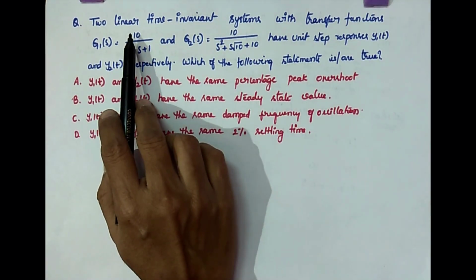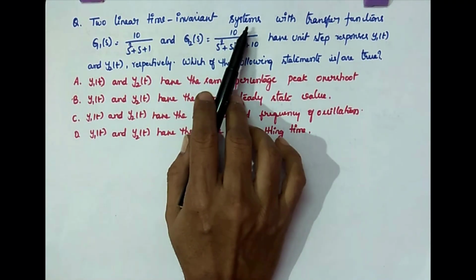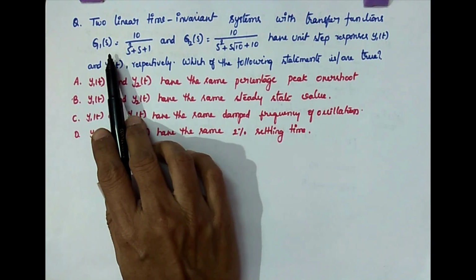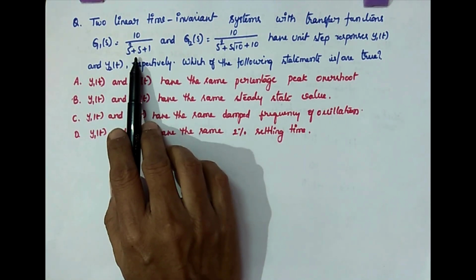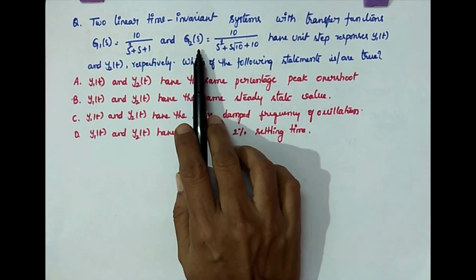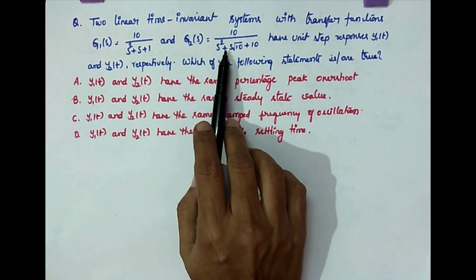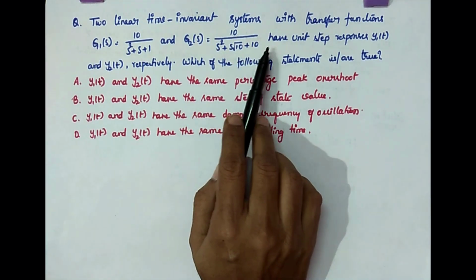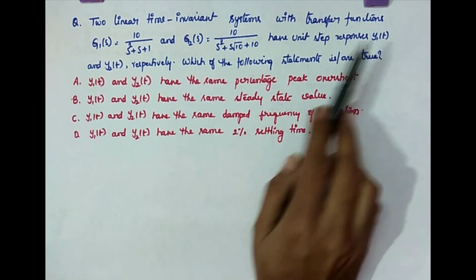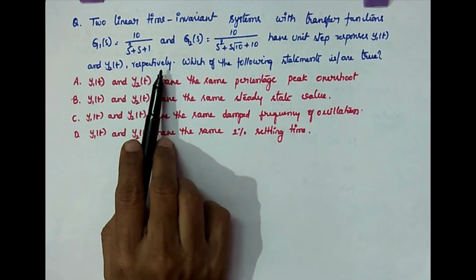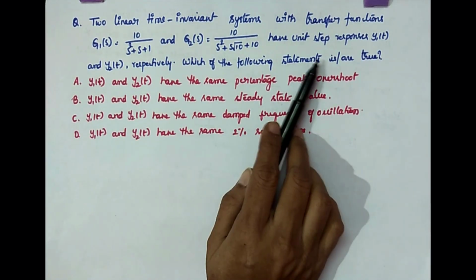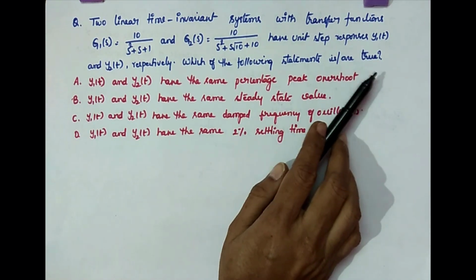Today's GATE question: two linear time invariant systems with transfer functions G1(s) = 10/(s² + s + 1) and G2(s) = 10/(s² + s√10 + 10) have unit step responses y1(t) and y2(t) respectively. Which of the following statements is or are true?